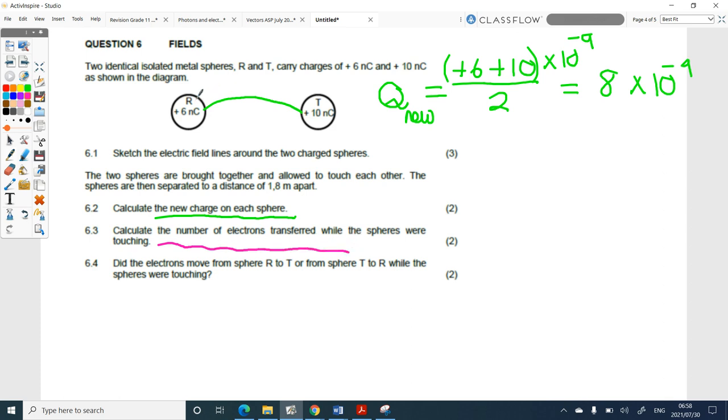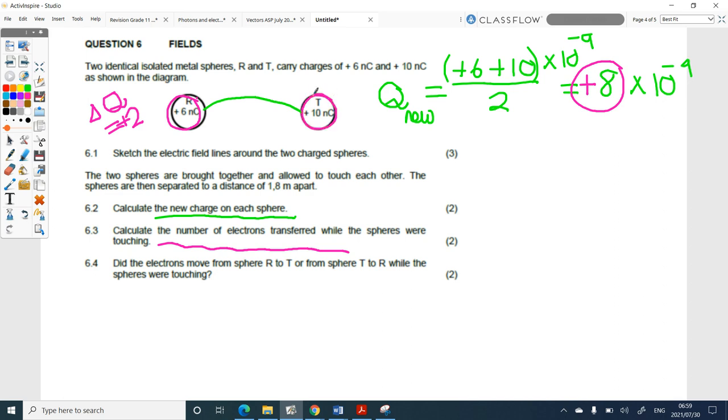So now if you look at this, it went from plus, very important, you have to put the plus, because it's a charge, it's a positive or a negative charge. This one went from plus 6 to plus 8. What is the change in charge? So the change in charge would be the electrons transferred. So what is the change from plus 6 to plus 8? Guys, what's the difference between 6 and 8? Plus 2. Okay, so plus 2.